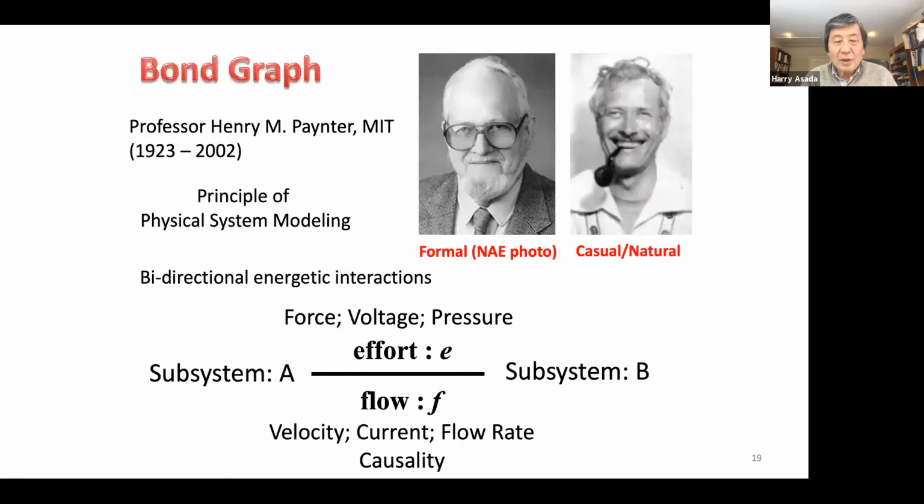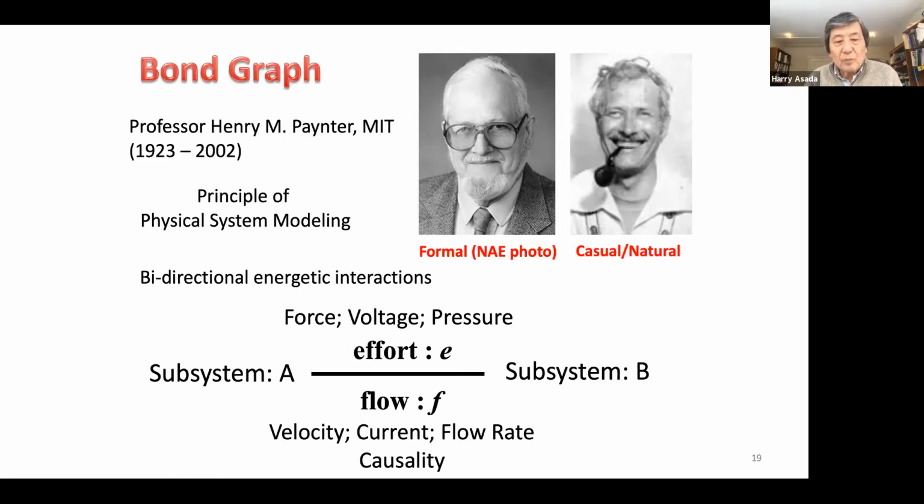Now, one interesting extension was made by Professor Henry Paynter. He was a professor of mechanical engineering in our department. I knew him, and I was influenced by him in some way. His most important contribution is a general physical system modeling theory called the bond graph. Let me spend a couple of minutes to explain this. This gives us a good insight into how we can find the observables in a way that is useful for our lifting dynamics.